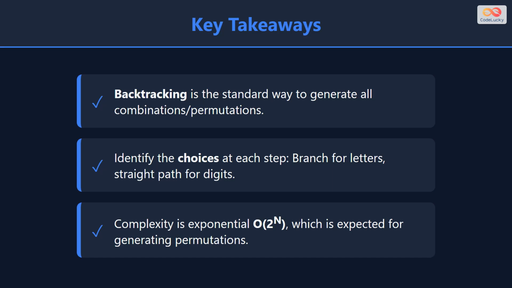To wrap up, remember that this problem is a textbook example of the backtracking pattern. The key is to identify your constraints. Digits imply a straight path, while letters imply a branching path. Mastering this simple decision logic is the foundation for solving much harder combinatorial problems like Sudoku solvers or n-queens.